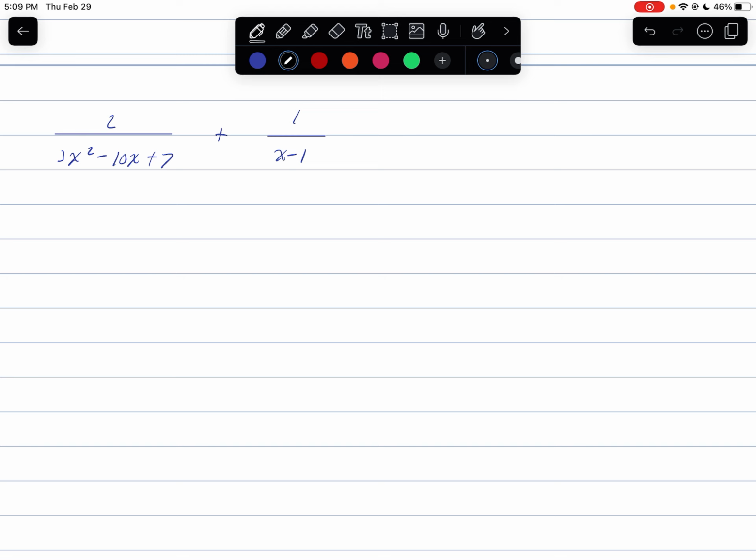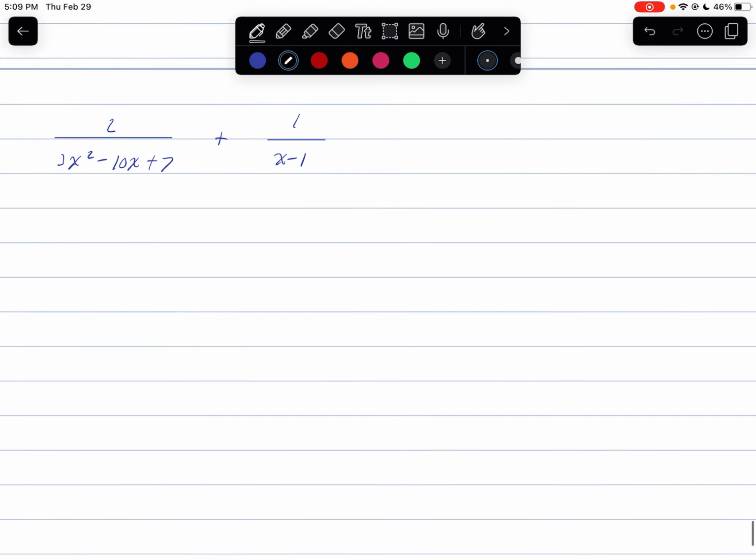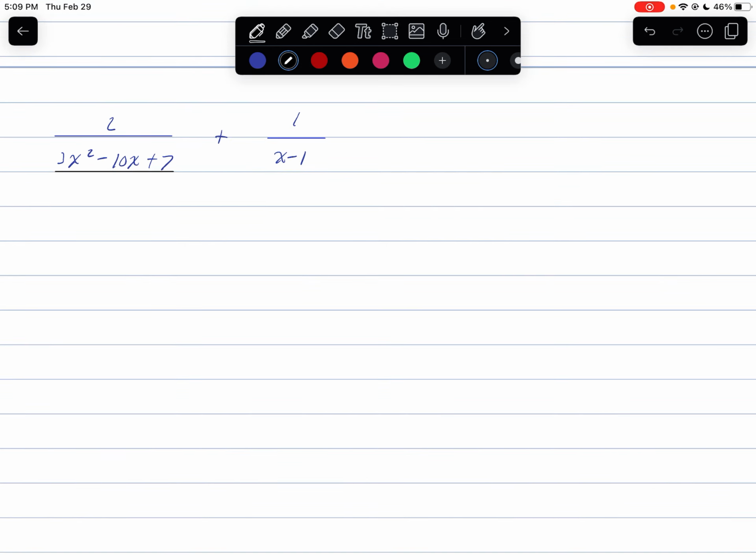Okay, so now let's go ahead and do this one. This one actually doesn't look quite as bad here. So we should go ahead and see if we can just factor this left-hand side here. Okay, so let's start by factoring 3x squared minus 10x plus 7.